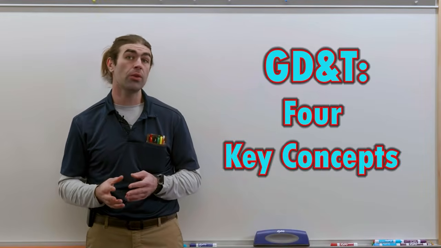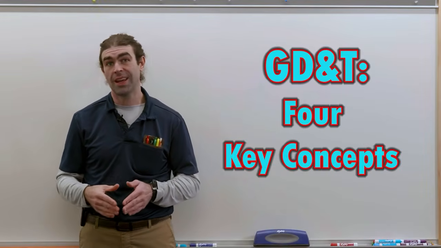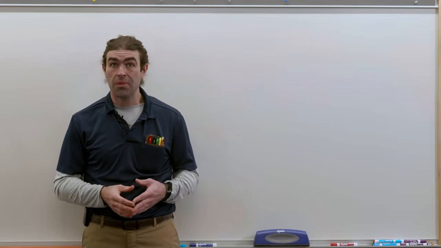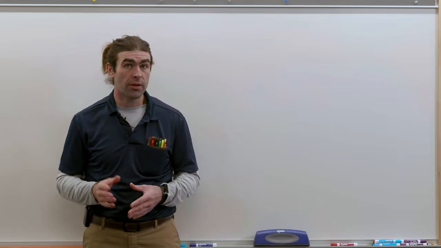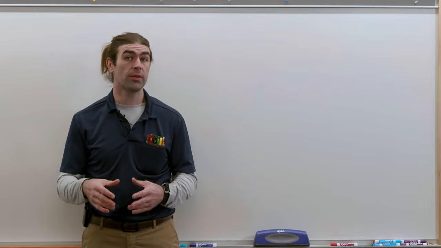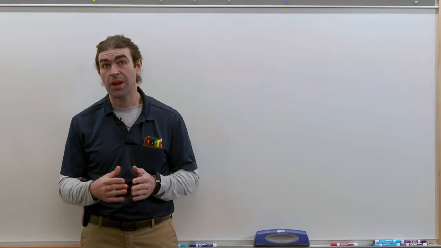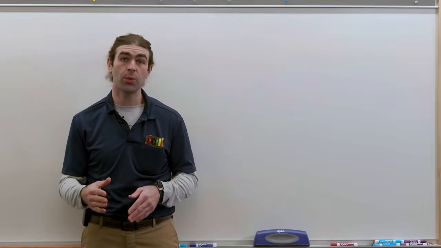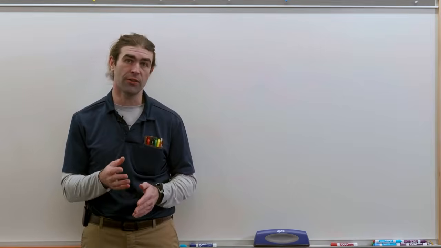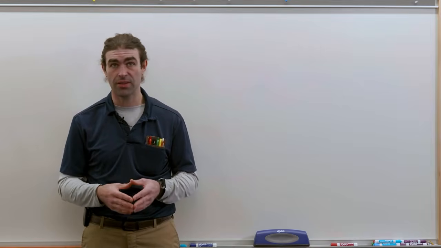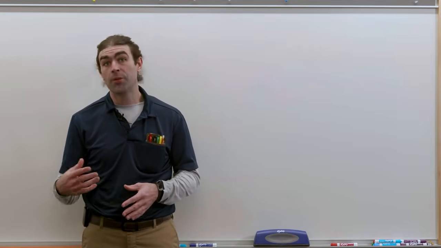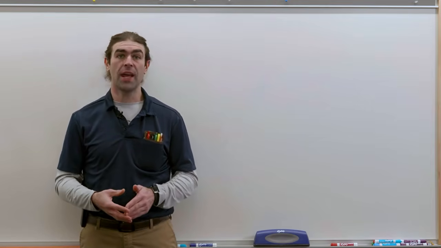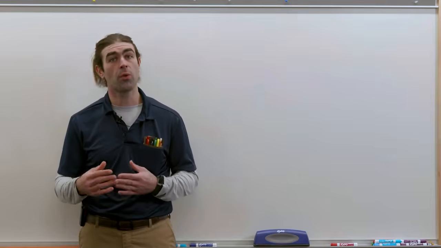GD&T is a language of symbols used to communicate design intent. Now I've identified 4 major concepts that I'm going to cover in this video that's going to help you with your GD&T studies. The concepts are 1, datums, 2, feature control frames, 3, material condition modifiers, and 4, basic dimensions. If you know what these are, you can identify them and you can apply them to a drawing, you're going to have a pretty good handle on how the system works.